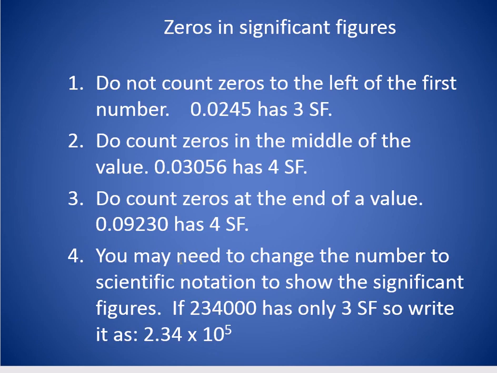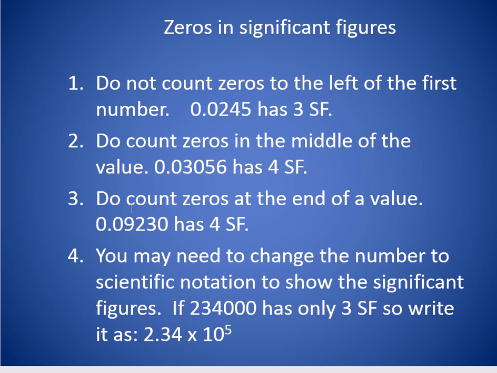All right, so with significant figures, zeros are a really important thing. Number one, do not count zeros to the left of the first number. Remember, I just mentioned in that last slide that you would recognize the number of significant figures in a small number because you never count the zeros to the left of the first digit. So this number would have 3 significant figures. Do count zeros in the middle of a value. So if you look at the second one here, I'm going to start counting at my 3, and I go 1, 2, 3, 4. It has 4 significant figures.